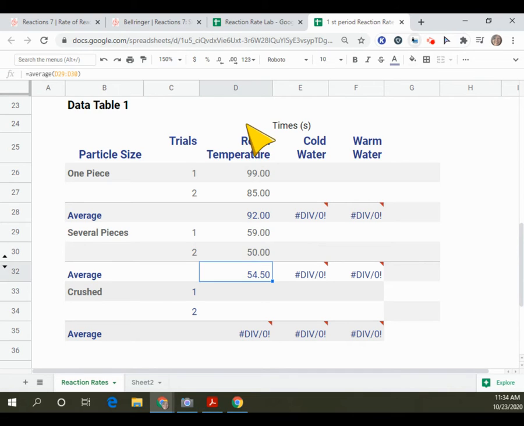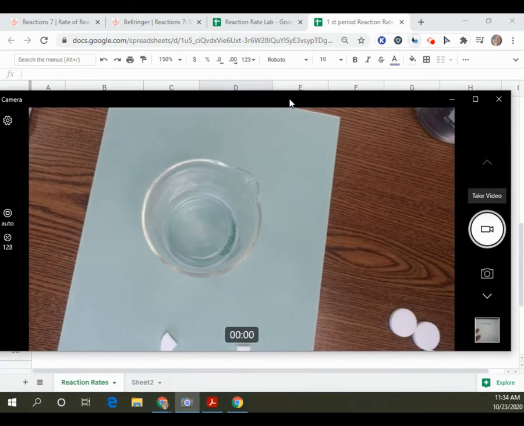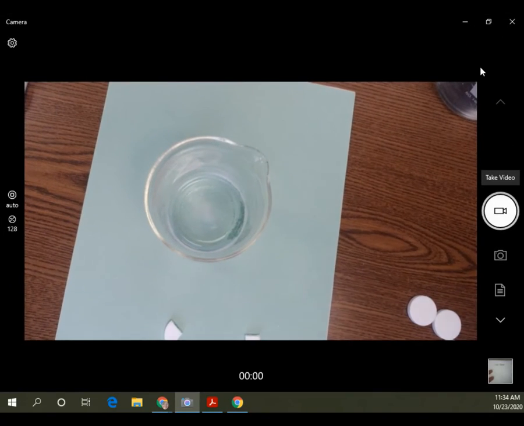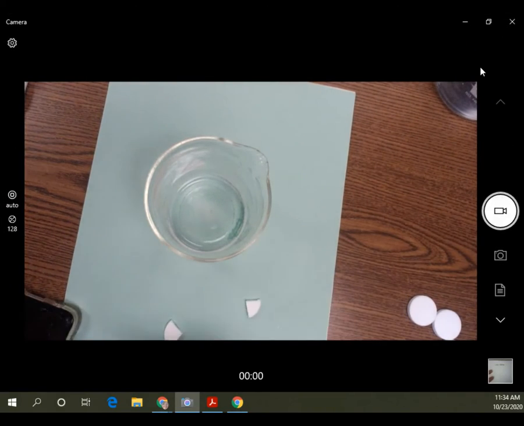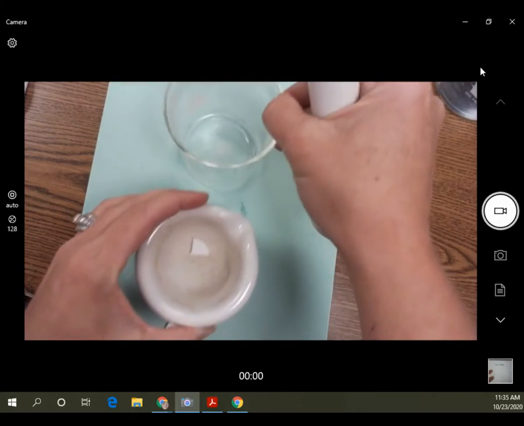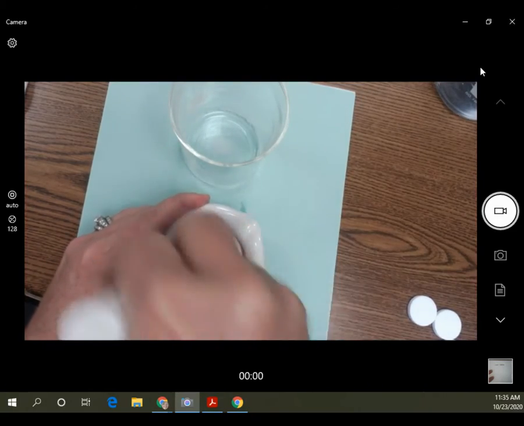Okay, so what's your prediction? If we crush a part of an Alka-Seltzer tab, which is the next instruction, is it going to be less than 54 seconds or more than 54 seconds? What do you think? Well, let's find out. All right. So we're going to get our mortar and pestle. We're going to have our little piece. Okay, we're going to crush it.